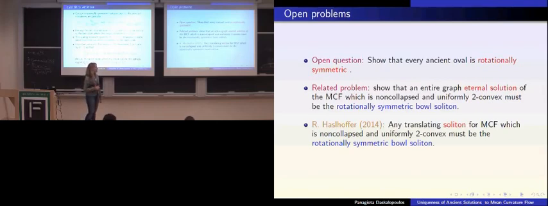A related problem to what I discussed: if you want to show that everything is rotationally symmetric, you will also need to show that at the tip you always see something rotationally symmetric, which is the translating soliton. That's why this work of Robert is important, but what is also important is to say that any eternal solution is rotationally symmetric, which is an open problem. Not any eternal solution, this is not true, again, only under the right assumptions. Okay, I will stop here.